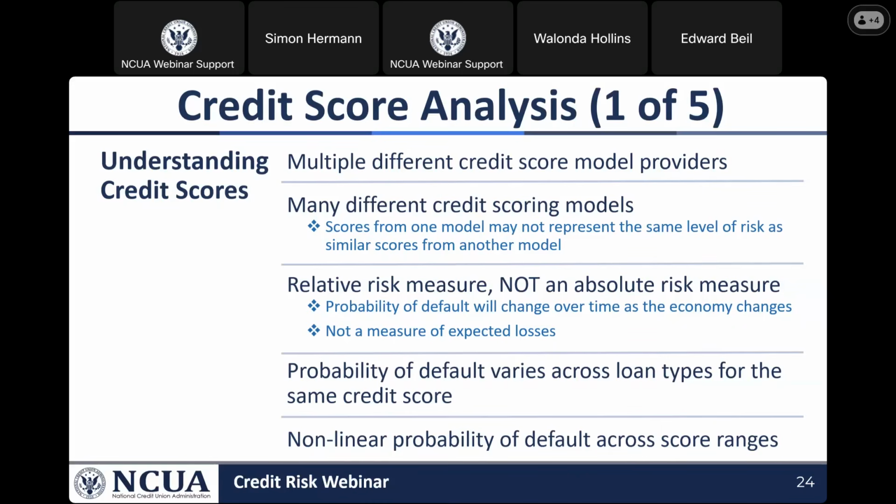Additionally, credit scores do not necessarily tell you how much money you should expect to lose on a loan. Credit scores tell you the relative risk that a borrower will default, not the magnitude of a loan loss. The probability that a borrower will default on a loan will also depend on the type of the loan and the amount and value of collateral securing the loan, if any. Finally, it is very important to understand that the risk associated with credit scores is not linear across credit score ranges. For example, the change in the probability of default between a 620 and a 660 credit score could be much larger than the change in the probability of default between a 740 and an 800 credit score. Next slide.